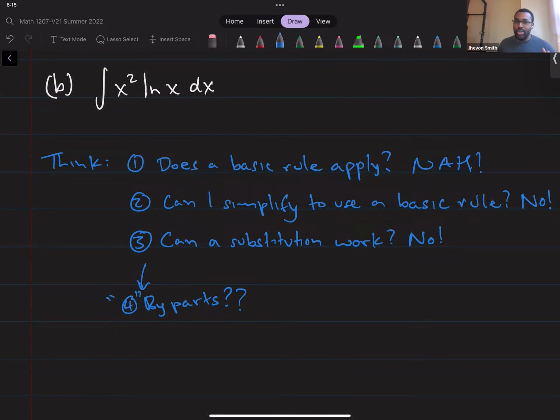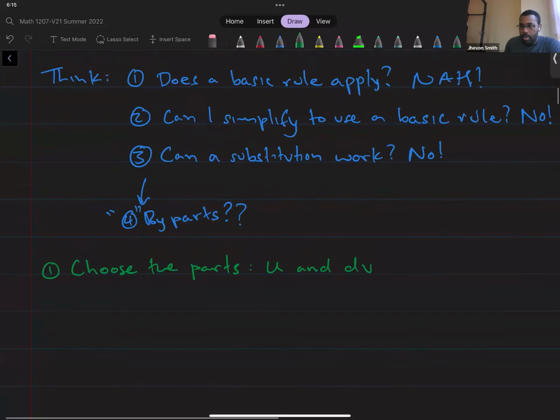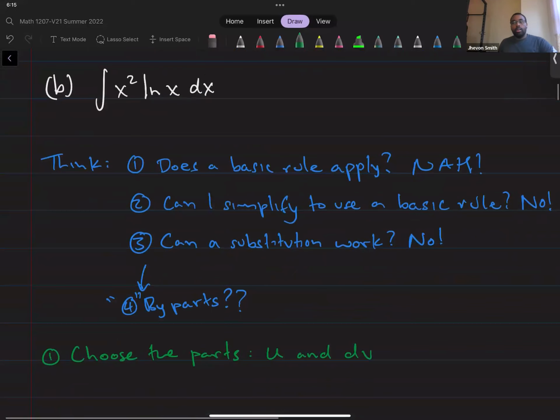So I just want to re-emphasize that. Now, once you realize that none of these first 3 things are going to work, let's try by parts. The first thing you're going to do is choose the parts. This means you're going to pick your u and your dv. So here, what is u and dv? u should be the natural log of x.